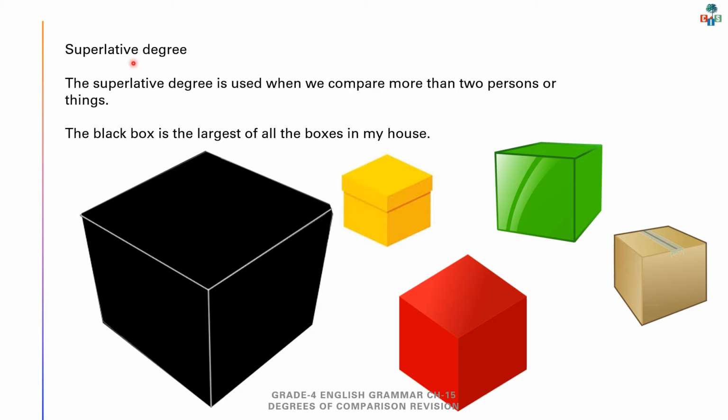Superlative degree. Yes, children. When we want to compare more than two persons or things with one another, at that time we use superlative degree. For example, the black box is the largest of all the boxes in my house. Here I am comparing this black box with all the boxes in my house. Here we are talking about many boxes. So when we compare more than two persons or things, at that time we will use superlative degree.